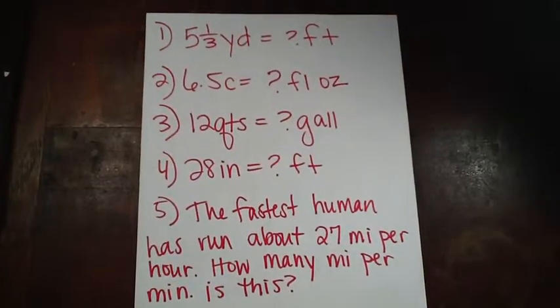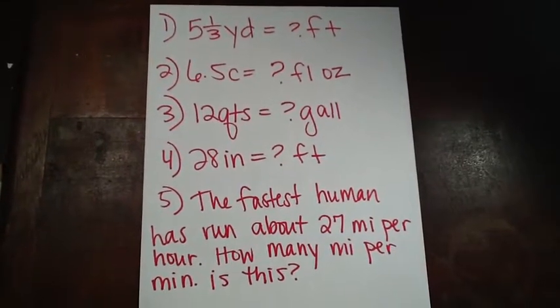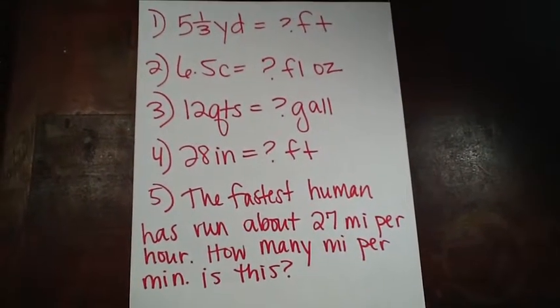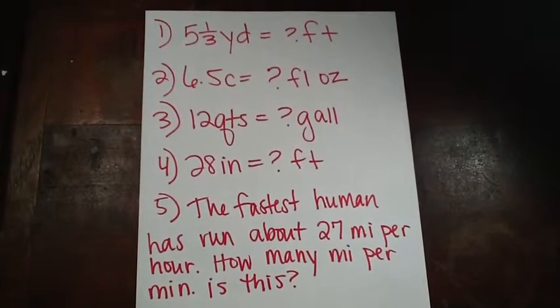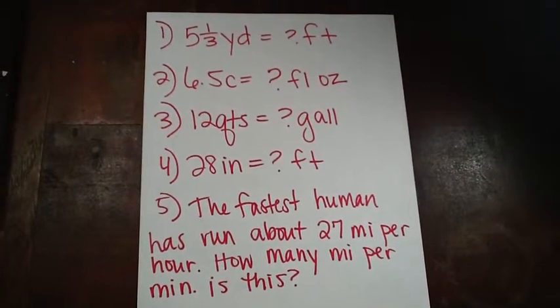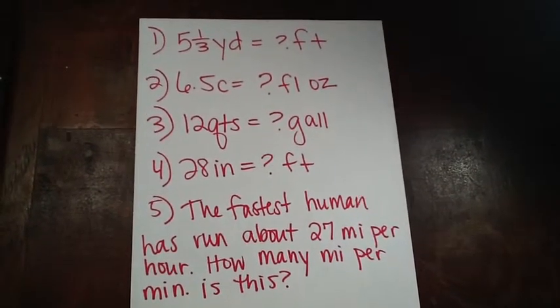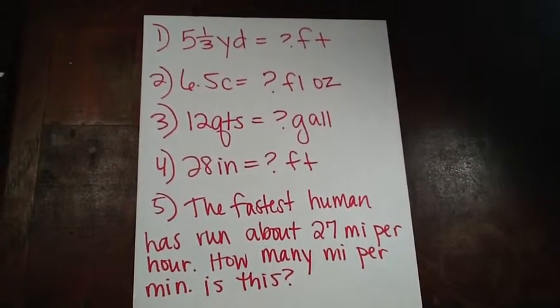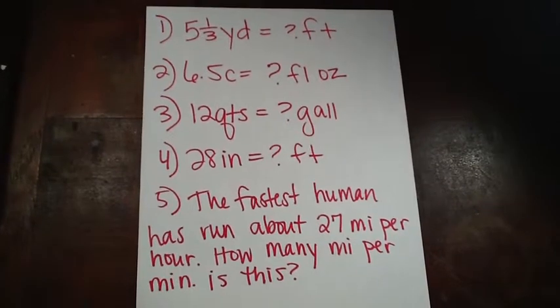Alright, you have 5 problems to do for me. Numbers 1, 2, 3, and 4. Look at the conversions and go ahead and convert them from yards to feet, cups to fluid ounces, quarts to gallons, inches to feet. And the last one, it says the fastest human has run about 27 miles per hour. How many miles per minute is this? So basically you're changing hours to minutes, so think of how many minutes are in an hour, and go ahead and solve those problems.